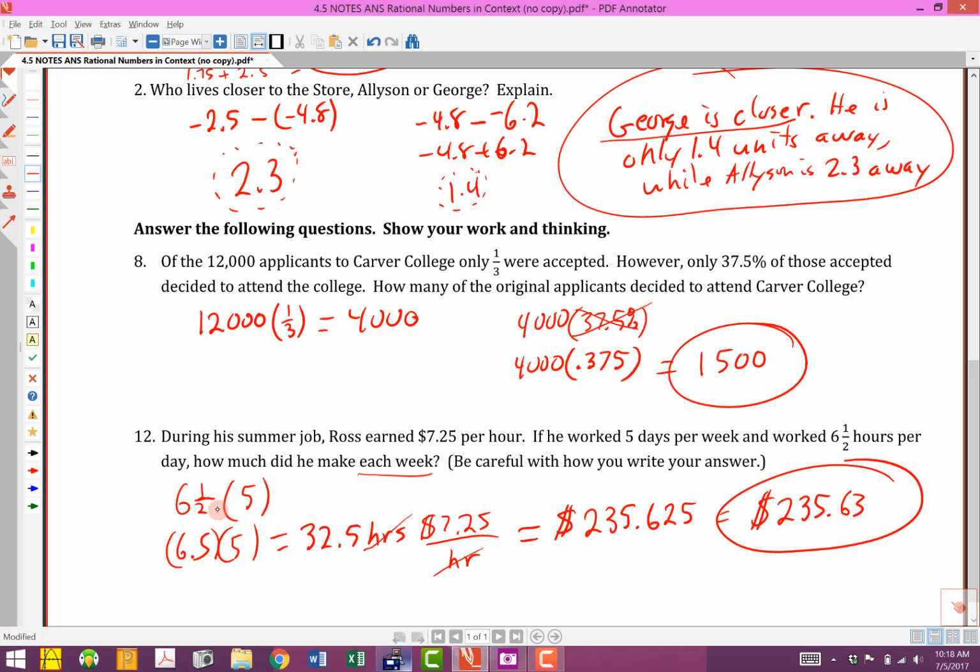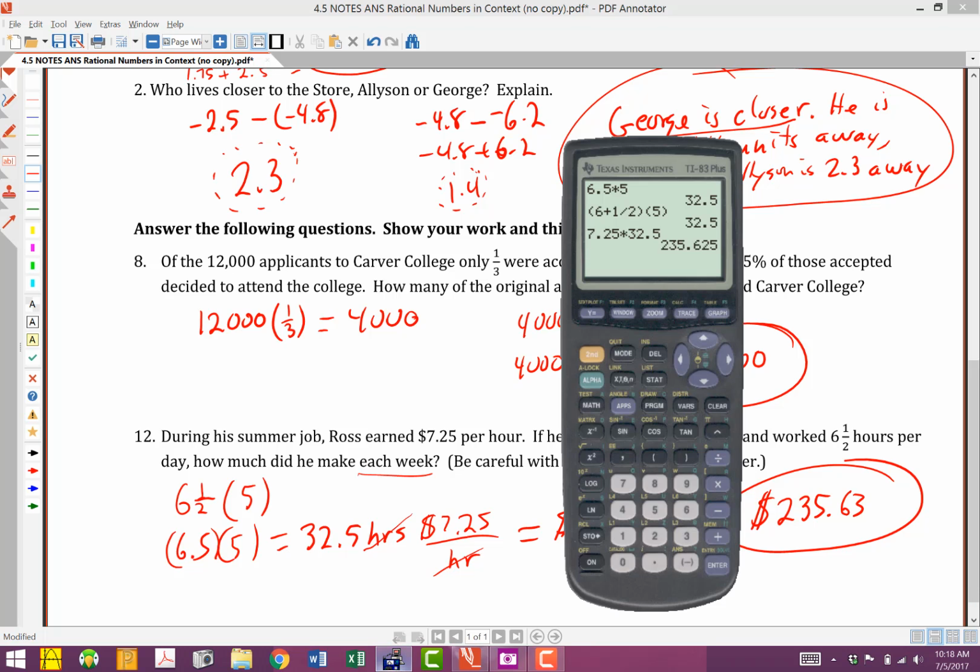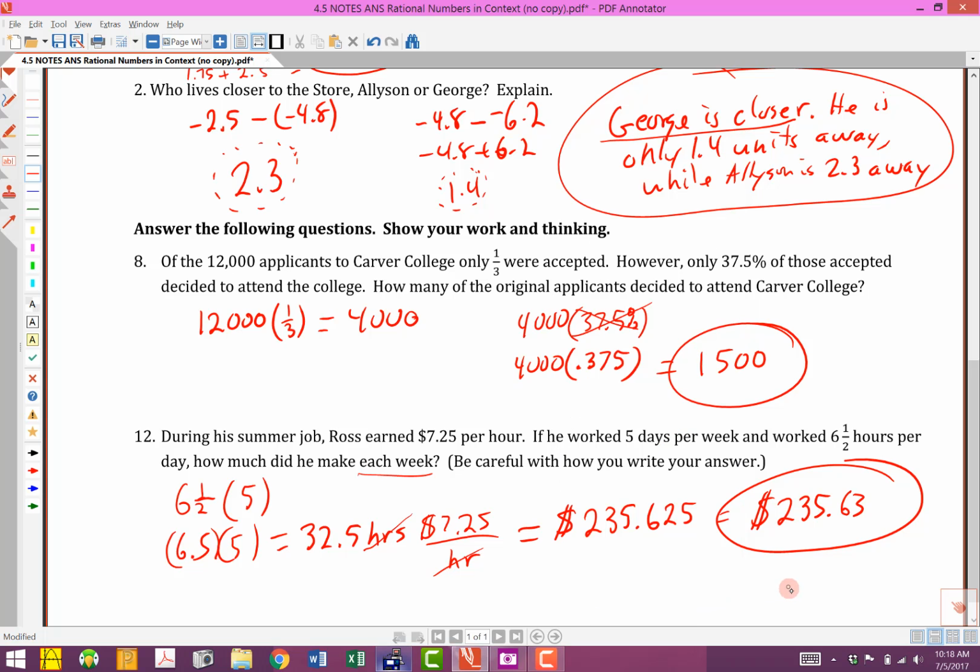So we did this in stages. We figured out how many hours he worked, and then we multiplied how many hours he worked by how much he makes per hour, and we got this answer right here. If you wanted to do this all together, we could do this. We could do, he works 6.5 hours a day, 5 days in the week, and then he makes $7.25 an hour. We could multiply those all together at the same time, and you'll see that we get the same answer. So either way you want to do it is fine.